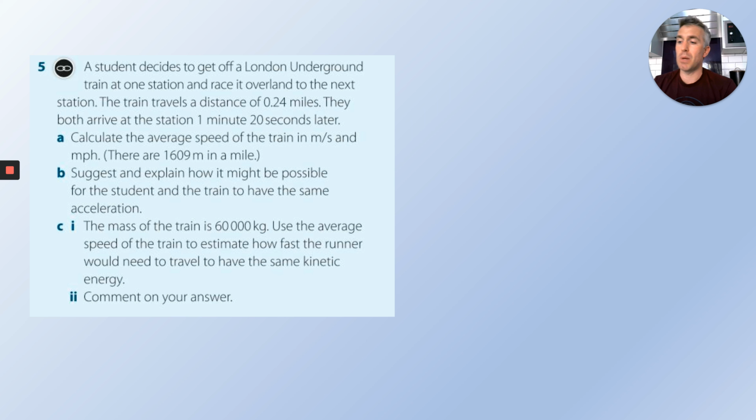Suggest and explain how it might be possible for the student and the train to have the same acceleration. Think back to the starter. What was a vector? The mass of the train is 60,000 kilograms. Use the average speed of the train to estimate how fast the runner would need to travel to have the same kinetic energy. And make a comment.